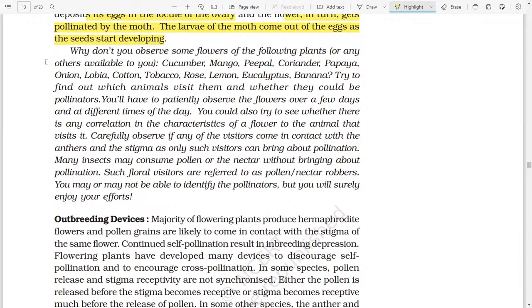Carefully observe the visitor coming in contact with the anther and the stigma, as only such visitors can bring about pollination. Many insects may consume pollen and nectar without bringing about pollination. Such floral visitors are referred to as pollen and nectar robbers. You may or may not be able to identify the pollinator, but you will surely enjoy your efforts.